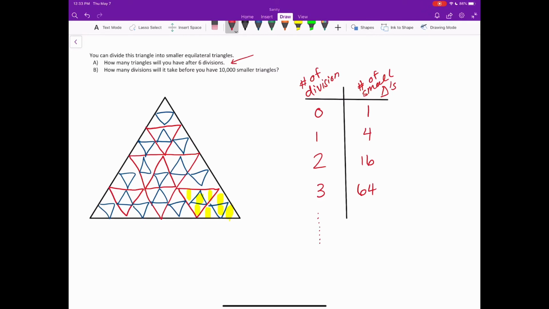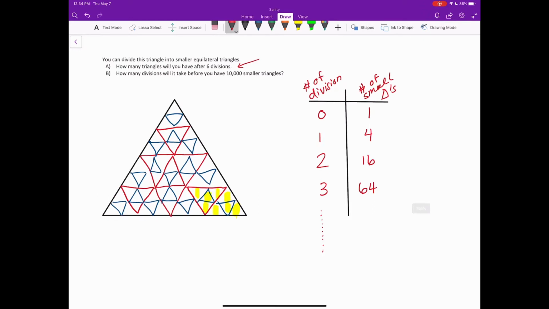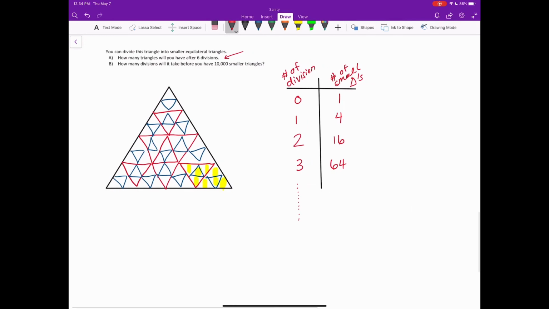And you could just keep doing this forever and ever and ever, right? I mean, you may actually run out of time in the universe, but you could keep going and just making these triangles smaller. So I'm asking, after 6 rounds of division, after cutting these things 6 different times, how many small triangles are you going to have? Well, instead of actually drawing this out, let's see if we can just come up with an equation, okay?